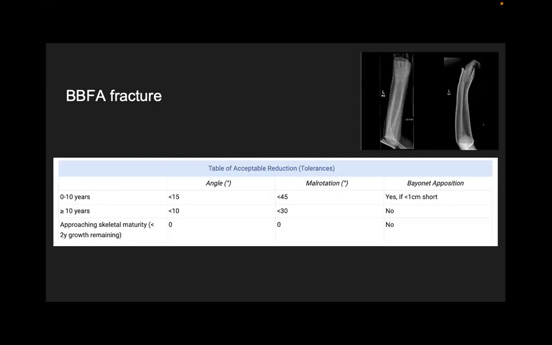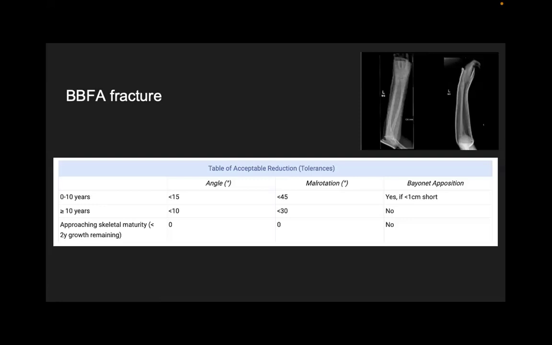So there's criteria for all of these, right? And we could kind of go through them here. Since this patient was over 10 years old, you want less than 10 degrees of angulation, less than 30 degrees of malrotation, and no bayonet apposition at all. And that's what's acceptable for a good reduction. Anything outside of this criteria would be either an indication to retry a reduction, or if it's not reducing at all and you've tried multiple times, then that's an operative indication.